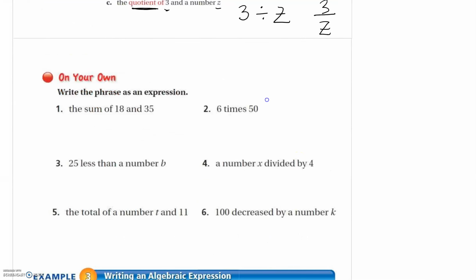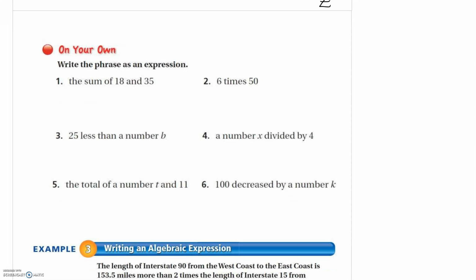Now there are some problems that are on your own, so please pause the video, take some time to work through and practice all of these, and then we'll check our answers in just a minute. Okay, so I'm going to go ahead and go through some of our answers here. The sum of. Sum means addition, and we have our 2, so 18 plus 35. 16 times is multiplication, so 6 times 50.